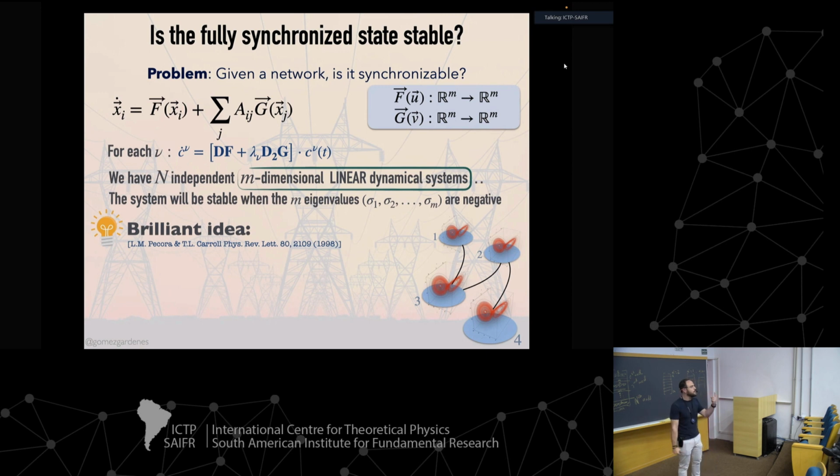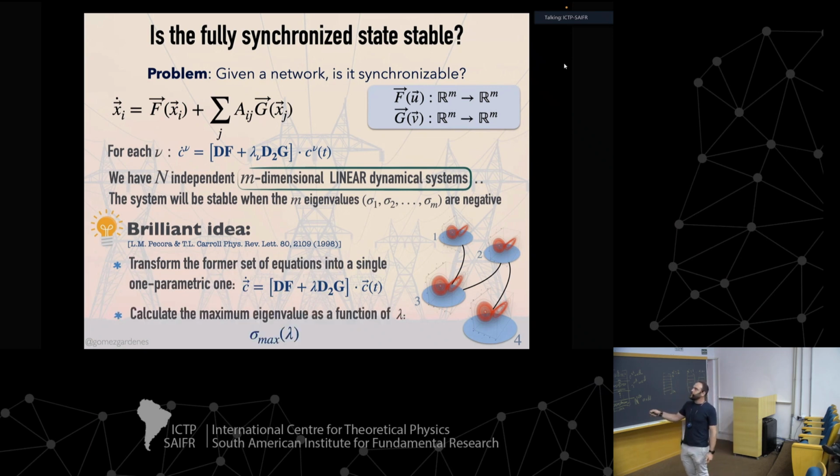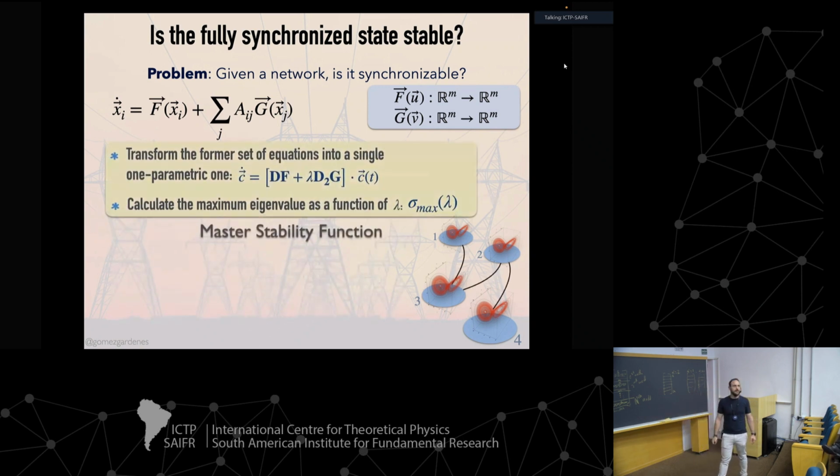Consider one single linear system of dimension m, taking this not as the eigenvalue of the adjacency matrix, but as a free parameter. In your model, you have parameters. In the ICTP-SAIFR model, we have a, b, and so on. So another parameter, lambda. So we consider lambda as another parameter of the model. The other parameters appear here and appear here. Now calculate the maximum eigenvalue of this m times m matrix as a function of lambda, and this is what is called the master stability function.